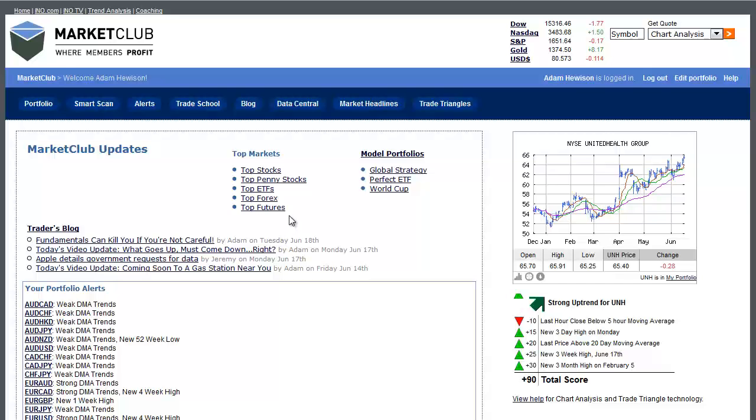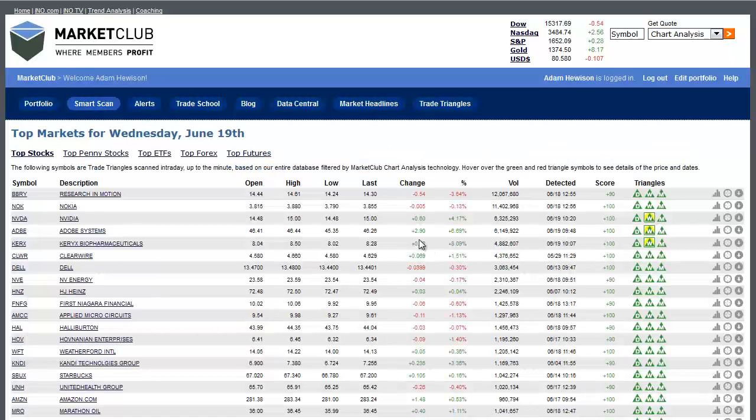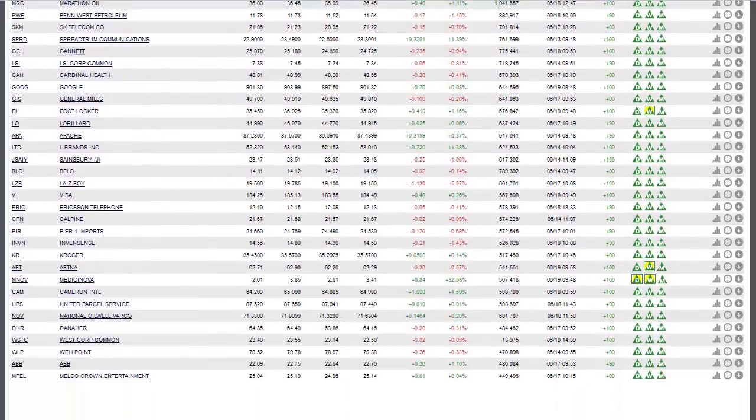Now, how this works is very simple. We show you all the markets that are trending very, very strongly. So let's go to our top stocks. Click right here. And as you can see, you're presented with a series of trade triangles, and the list is quite extensive, going all the way down here.